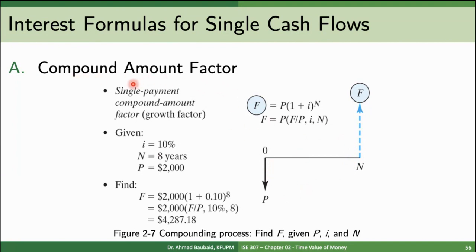The first is this one that you see here, the compound amount factor. And this factor is what you multiply your present value with in order to compute the future value, right? So this is F computing future value given P at a given interest rate and for a number of years, right? And so this is called the compound amount factor. Sometimes it's called the growth factor.